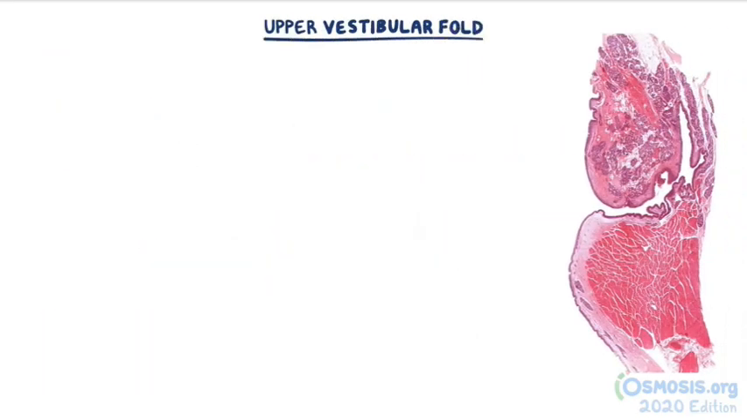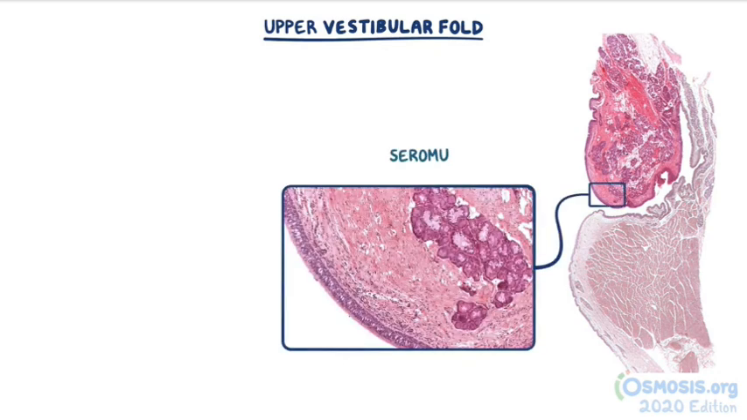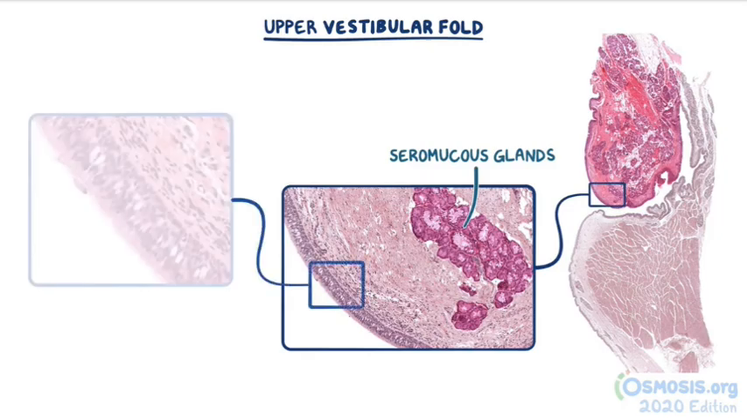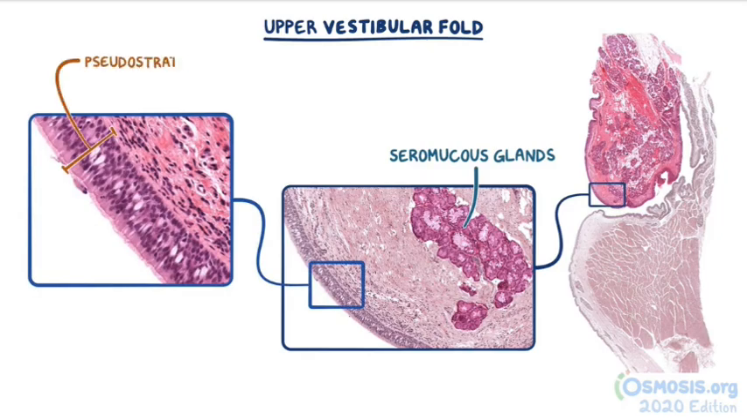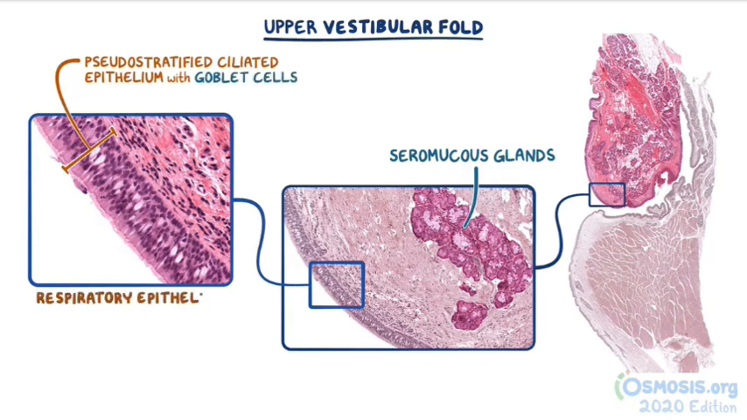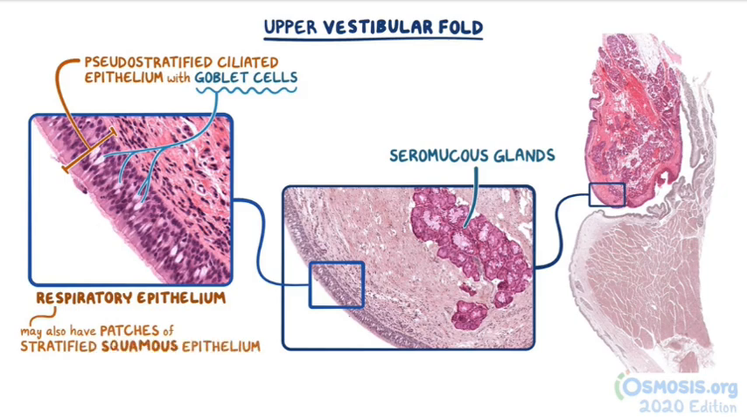Now let's take a closer look at the upper vestibular fold, stained with hematoxylin and eosin, or H&E for short. Within the fold, there are many seromucous glands that help trap contaminants as well as increasing moisture in the air that's breathed in. The surface is lined with pseudostratified ciliated epithelium with goblet cells, or in other words, respiratory epithelium. When stained with H&E, the goblet cells can be identified as the clear oval structures within the epithelium. The vestibular folds might also have patches of stratified squamous epithelium in many non-smoking adults, but almost all smokers will have these patches.